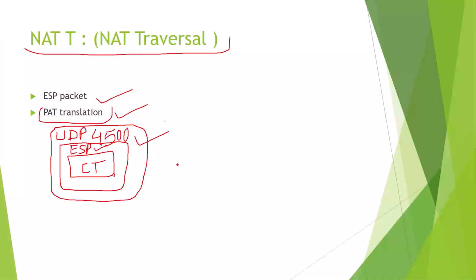When a PAT device is in between and tries to do the translation, this packet would go to the PAT device. The PAT device by nature would change the IP address to a publicly routable IP address, and this port number to a unique random port number. This is its nature, the PAT device nature. This is how it works. So it would change it.